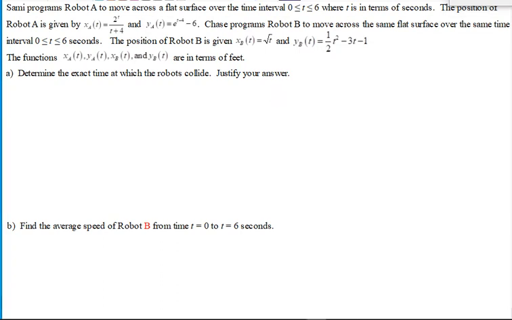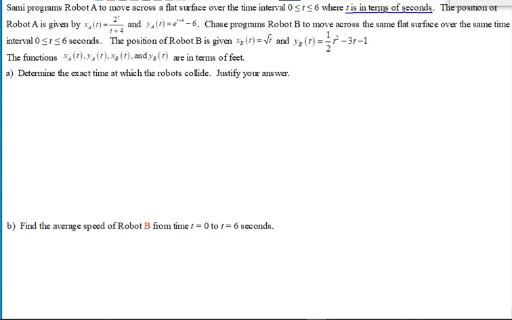The notes for AP Calculus on the topic of parametric formulas with the graphing calculator. So this one says Sammy programs robot A to move across a flat surface over the time interval 0 to 6, where t, here they give you units for time, it's in terms of seconds.